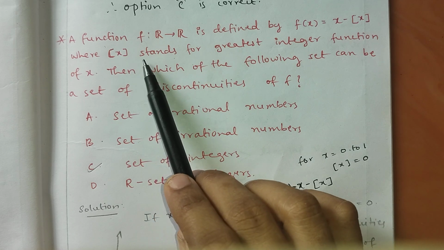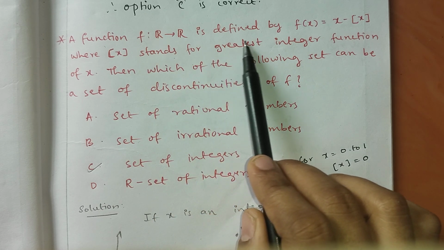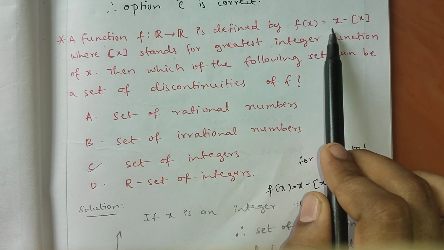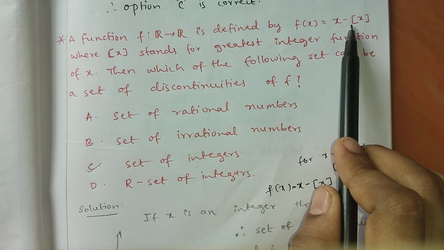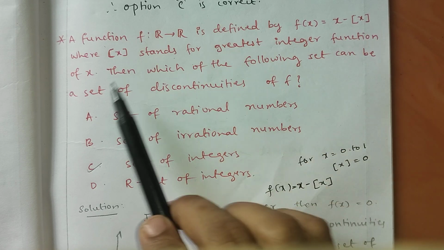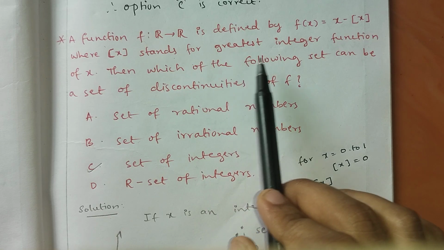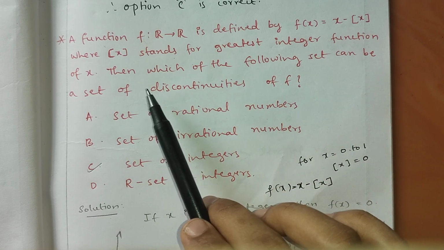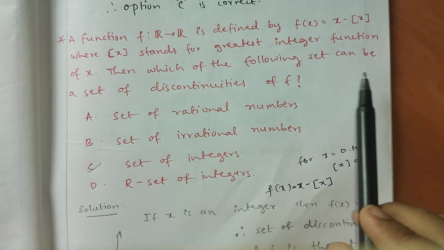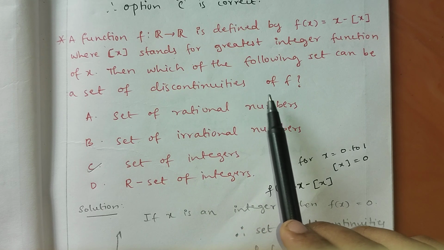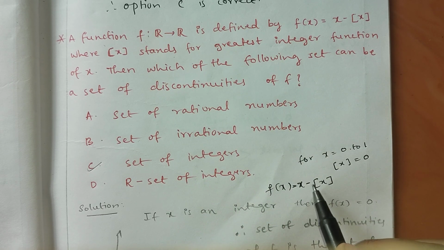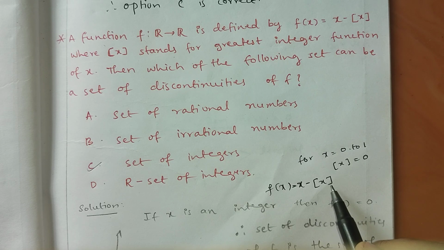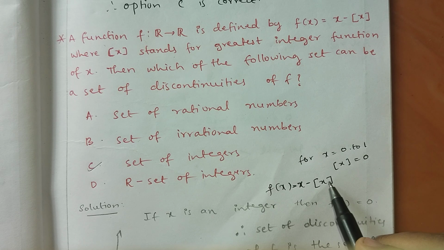Next question. A function f from R to R is defined by f(x) = x minus [x], where [x] stands for the greatest integer function of x. Then, which of the following sets can be a set of discontinuities of f? Given f(x) = x − [x], we have to check at which points the function is discontinuous.